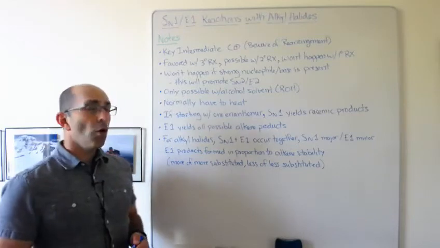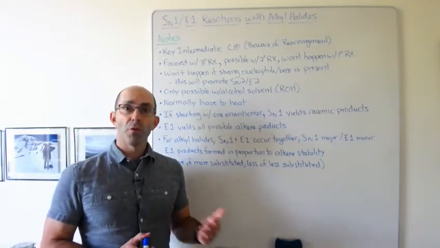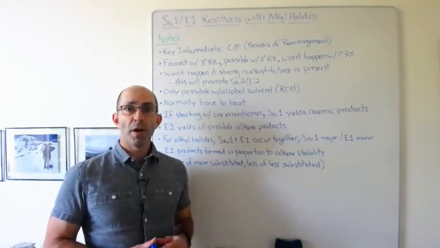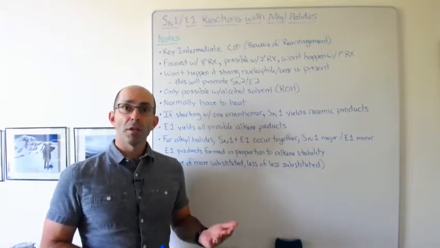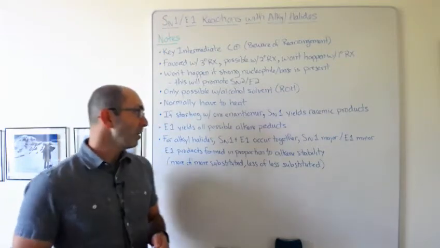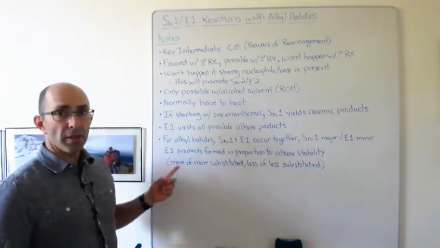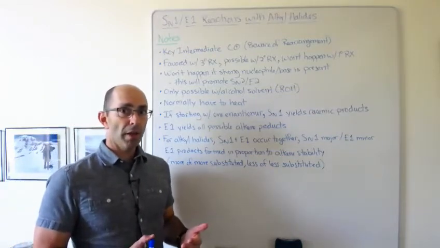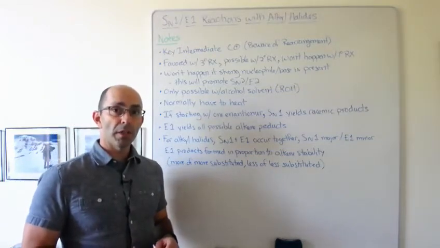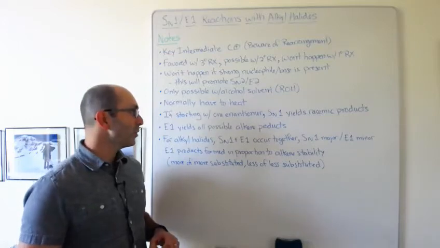E1 is going to yield all possible alkene products. You form the carbocation, you look to find the beta protons. Elimination of those will give you the alkene products. For alkyl halides, and again, this is key just for alkyl halides, it's going to be a little bit different when we get to alcohols, and we'll talk about that in the future.